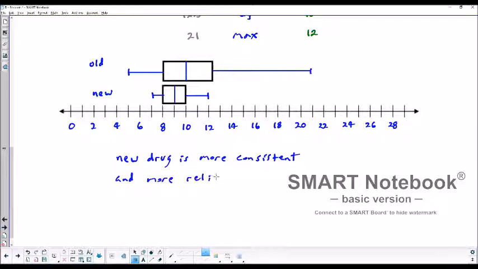Okay, so because the values are not spread out as much for the new drug, that means there's more consistency, and 50% of the data is in a tighter range, in the 2-minute range, between 8 and 10 for the IQR, therefore it's more reliable.